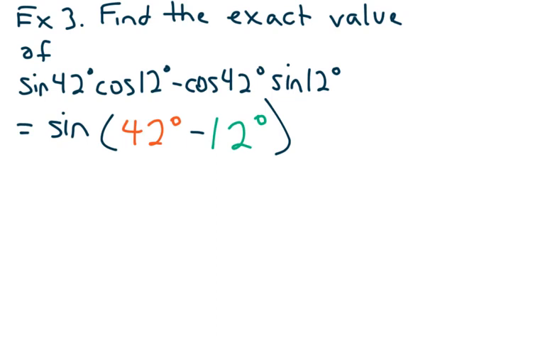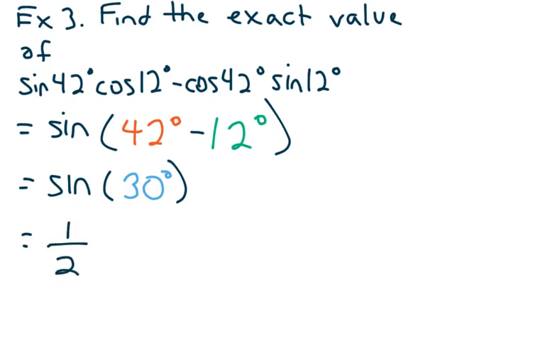Alright, well, 42 minus 12 is 30. And sine of 30 degrees is something I know. Sine of 30 degrees is the y value, so that's going to be a 1/2.